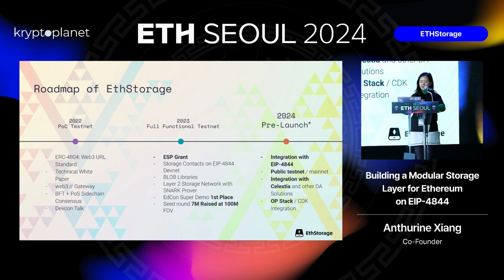There have been a lot of things done over the last years. Like I said, the ESP grants, and we finished integrating with the 4844 testnet, and also finished our seed round. For this year, it's only March, but we have already launched a lot of things. The first one is we integrated with 4844. Our public testnet has been running for a week. We also integrated with Celestia and are working with other DAs right now. And we just integrated with OP Stack. Other CDK integrations are on the way as well.